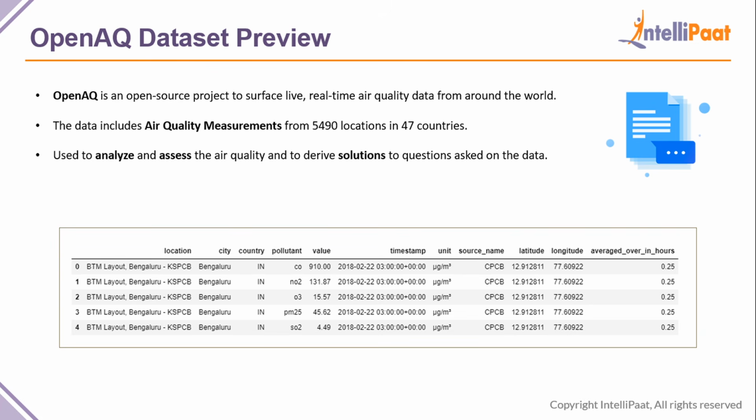So when you're looking at the data set, you can see the location. For example, we have BTM layout in the city of Bengaluru, India, and the pollutant. What is the pollutant? There's carbon monoxide, nitrogen dioxide, ozone, and much more. And what is the value it is at, what time it was detected at, what is the unit that it is being measured in, micrograms per meter cube, what is the source it was got from, its coordinates in latitude and longitude, and the average number of hours it has been calculated over, and much more.